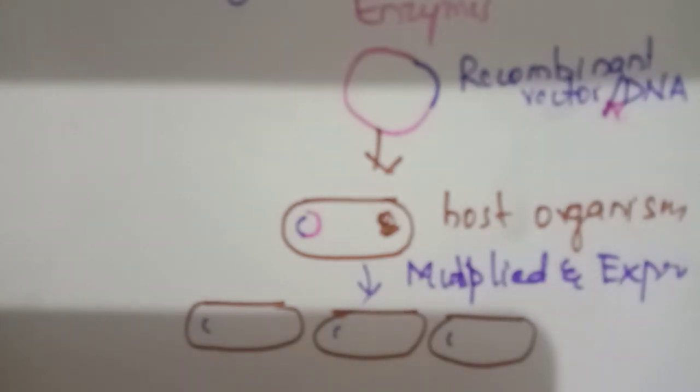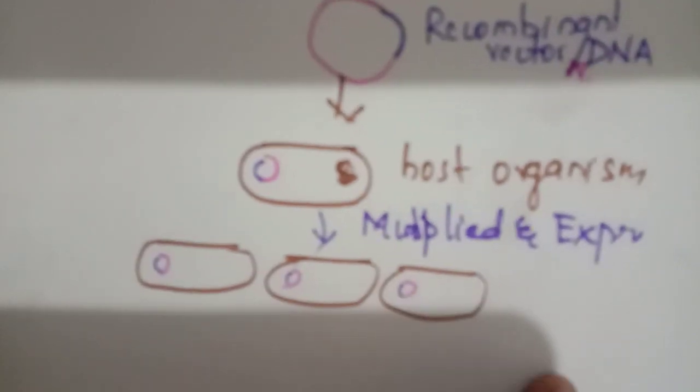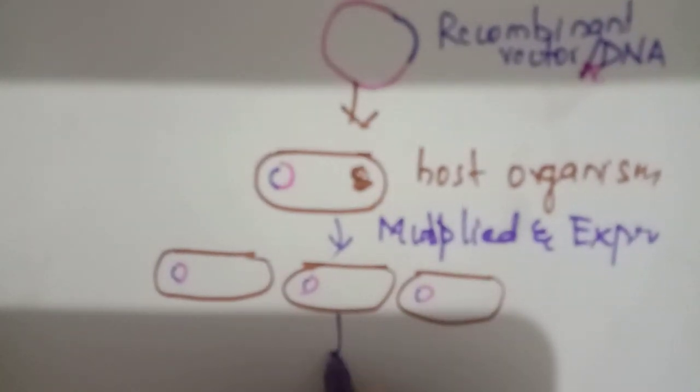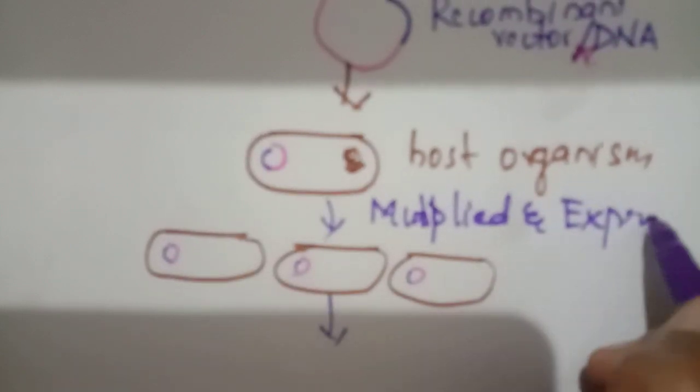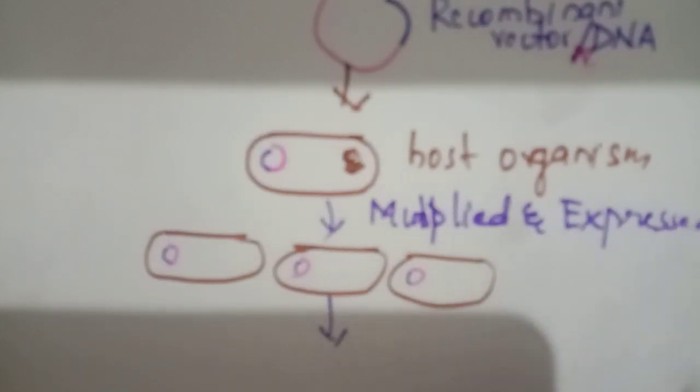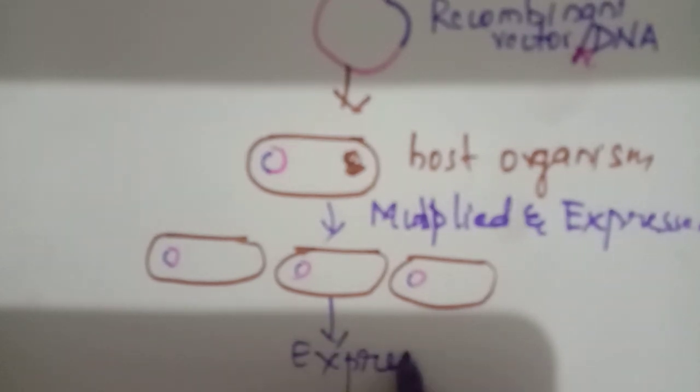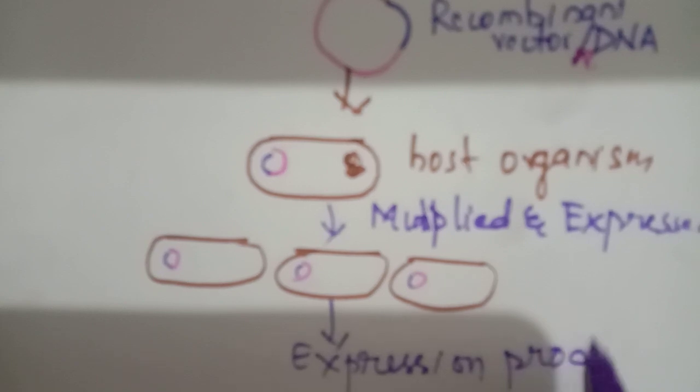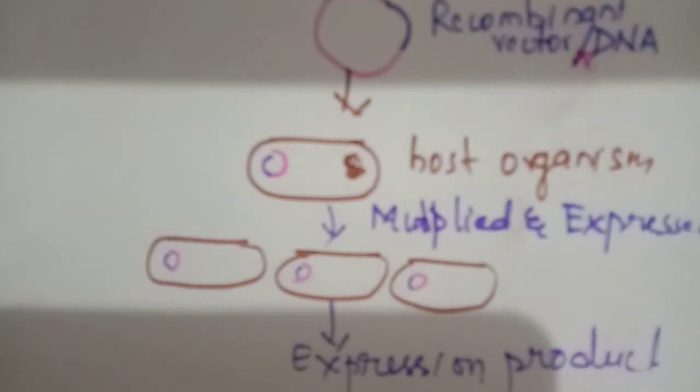So once the gene of interest is multiplied, what happens to the gene? What is the central dogma of protein synthesis? When the DNA is multiplied, then after multiplication, the gene is expressed to give the product. So here, gene expression, and the product is obtained. This is the concept of genetic engineering.